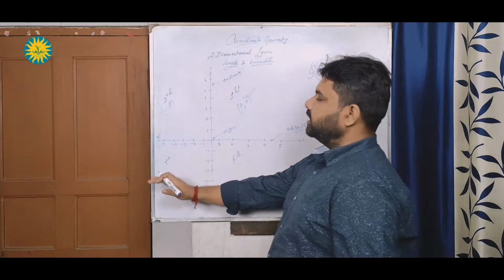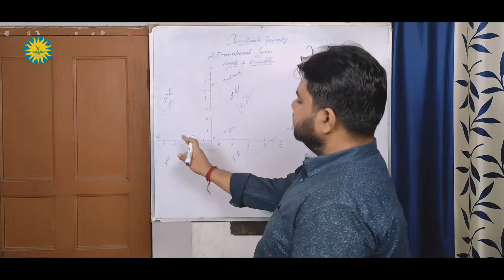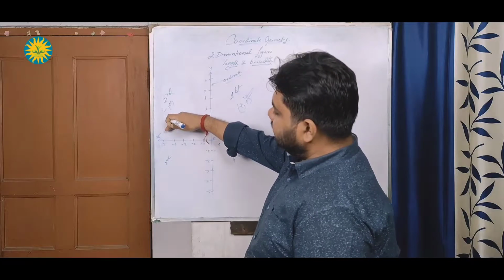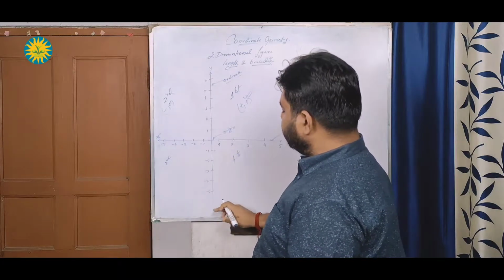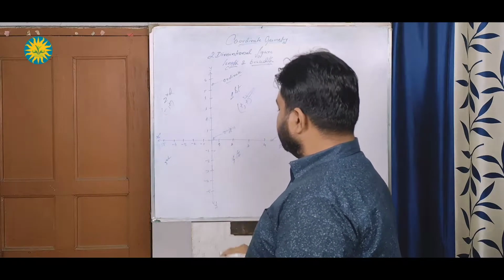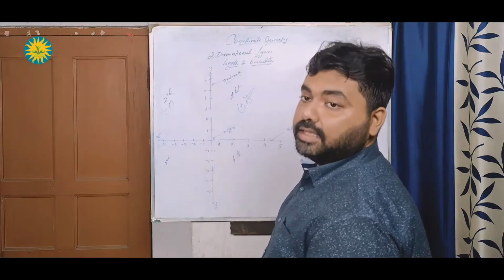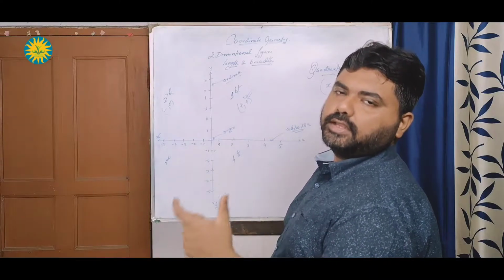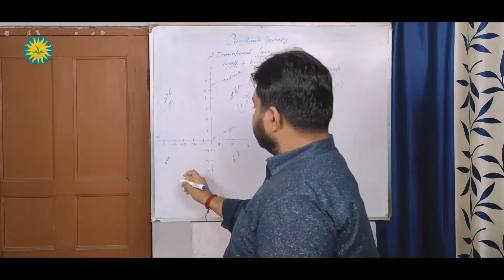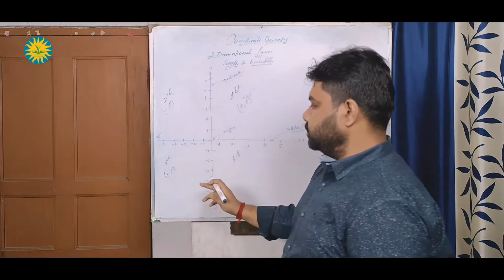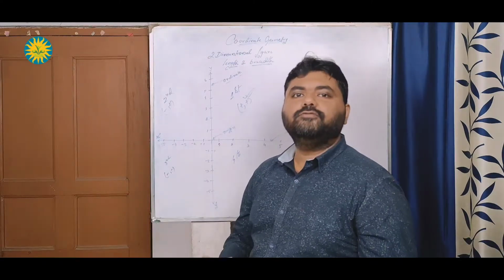Third quadrant means, just see the direction of x-axis, this is x prime. X prime means the negative direction of x-axis, and here it is y prime. Y prime means the negative direction of the y-axis. Now, at first we have to write the sign of the x-axis, then the sign of the y-axis, that is minus comma minus. So, the third quadrant is known as the minus or negative quadrant.